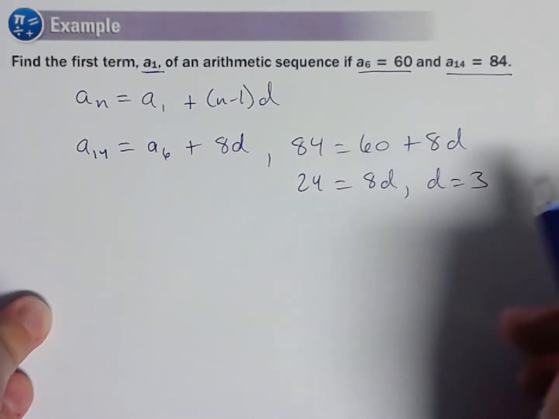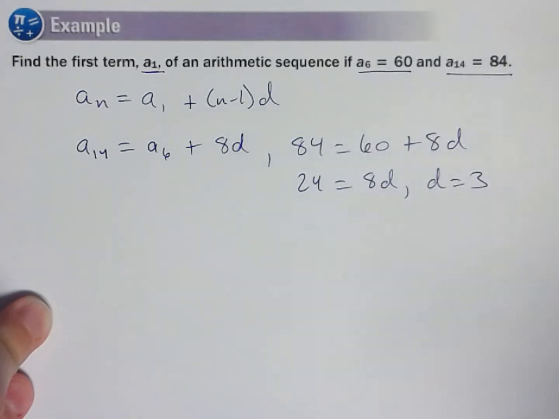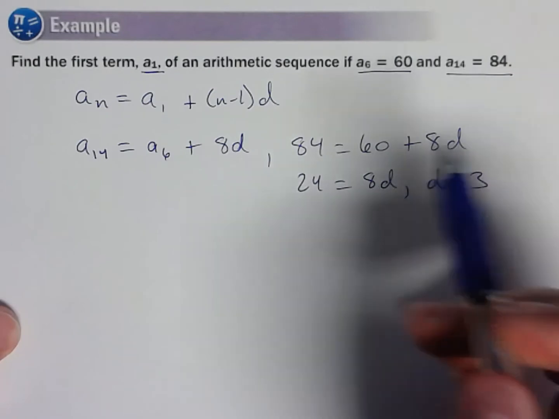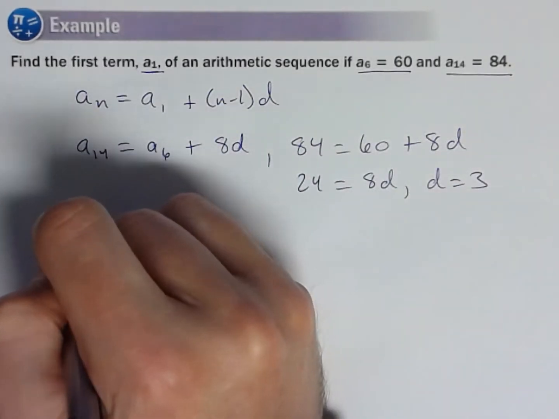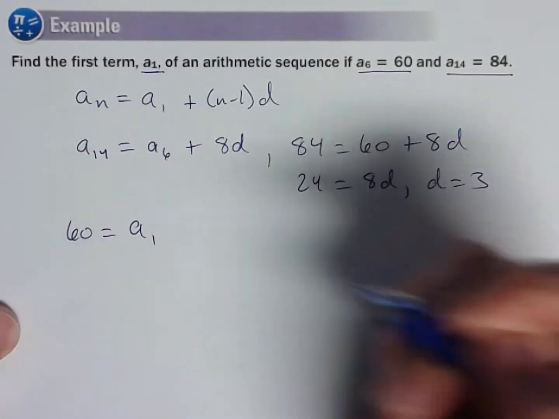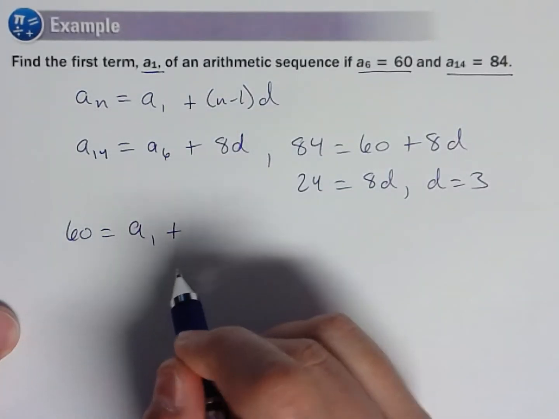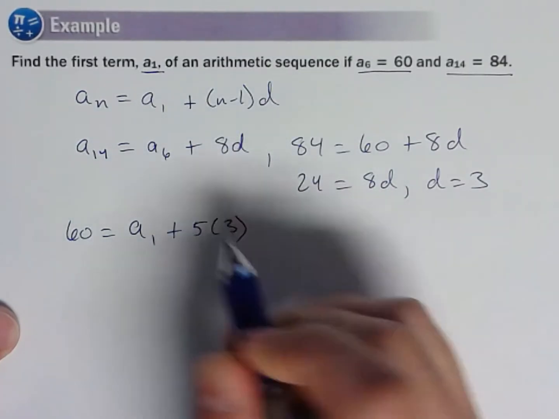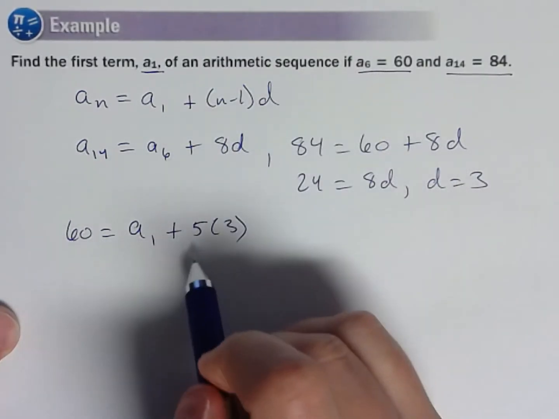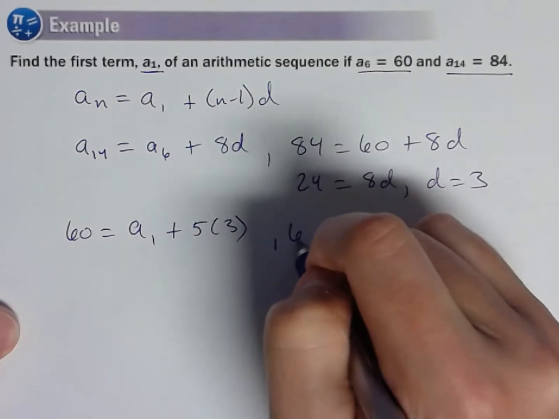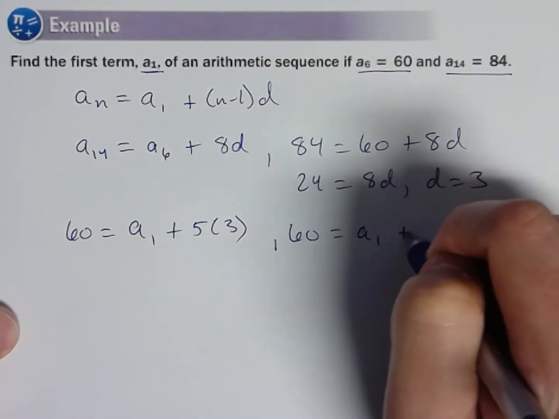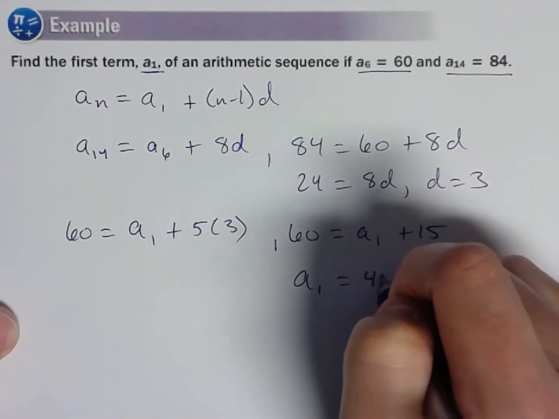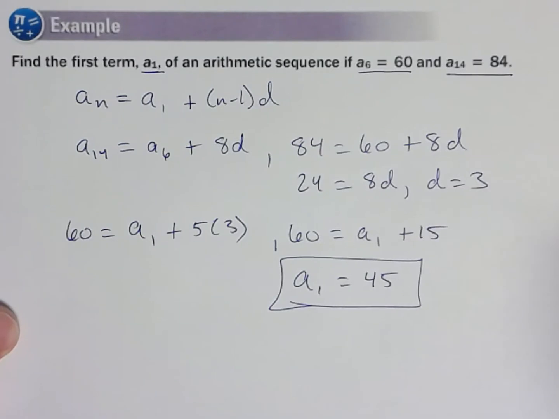Well, now that I know the common difference, I can use either one of these and figure out what the first term is by using my general relationship. So let's do that. Let's just use this first one. So 60 equals the first term plus 5 times d, right? 6 minus 1 is 5, so n minus 1. And so 60 equals the first term plus 15. Subtract that 15 over, the first term in this case equals 45.